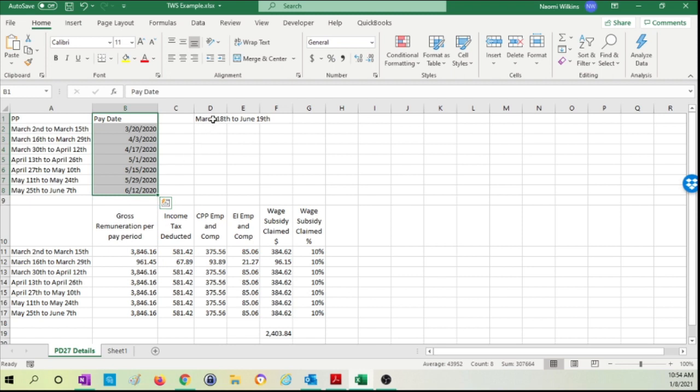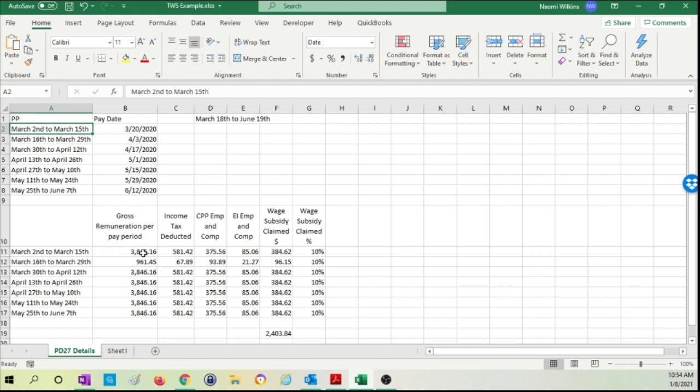paycheck dates between March 18th and June 19th, 2020. Once I've listed them all out, I would write down what pay period each one covers. You can see this first one is March 2nd to March 15th, paid on March 20th. And as per what we read, this is eligible for the TWS 10% wage subsidy.